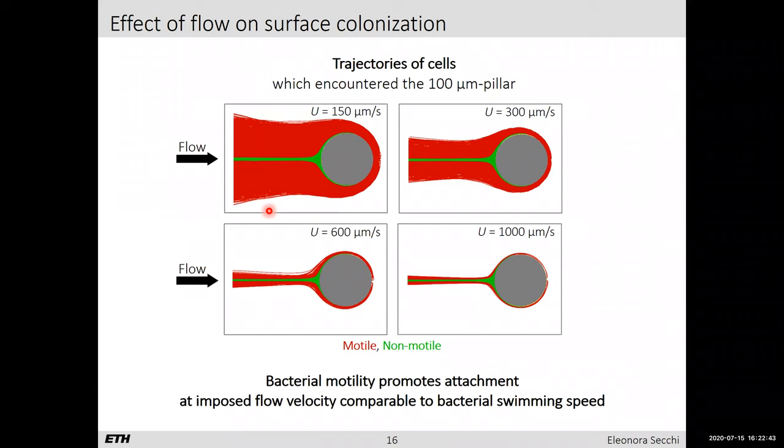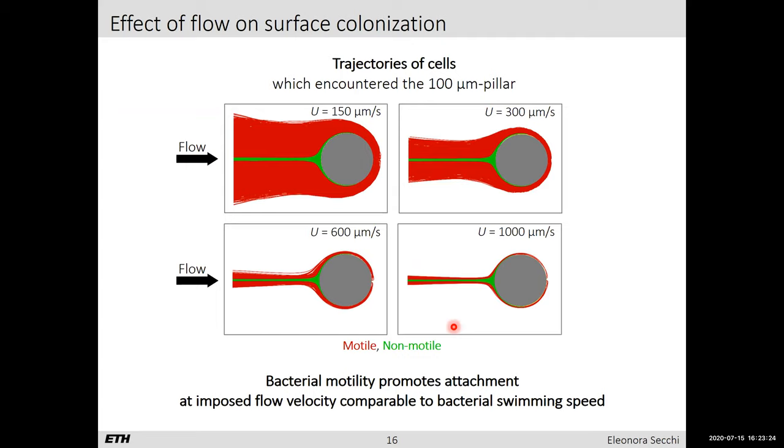So as we can see, if a cell is non-motile, so it is in green, it will just end up on the pillar if it's traveling in streamlines that will bring it in touch with it. While if a cell is motile, it can cross the streamline, and even if it's really distant from it initially, it will end up on the pillar anyway. However, this is true only if the imposed velocity is comparable to the bacterial swimming speed. And we see that the difference between red motile and green non-motile cell is gradually reduced by increasing the velocity.